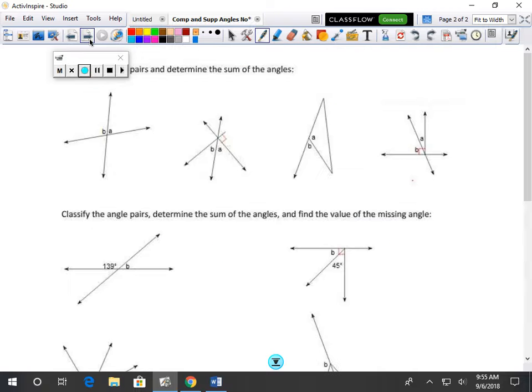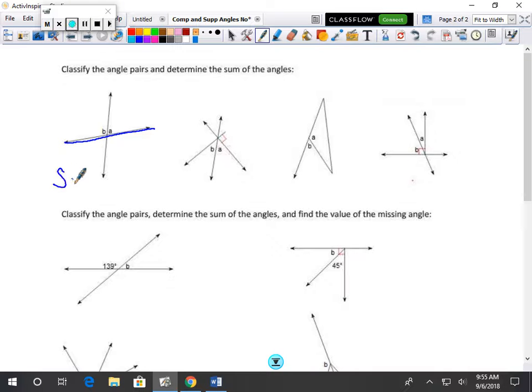Looking now on the back, they want us to classify the angle pairs and determine the sum of the angles. In the first example, these two angles are on a straight line, on either side. Since it's a straight line, this would be supplementary, and they would add to 180 degrees.